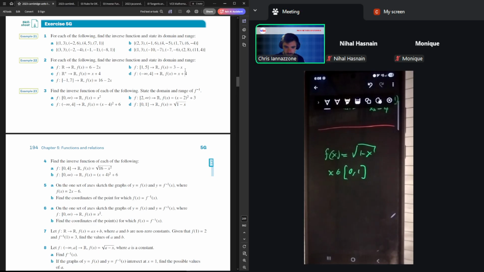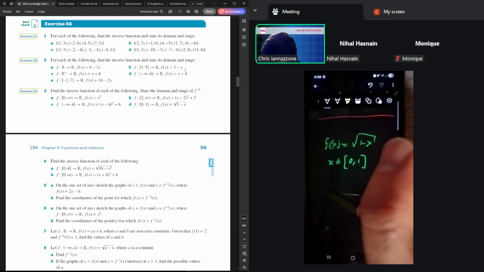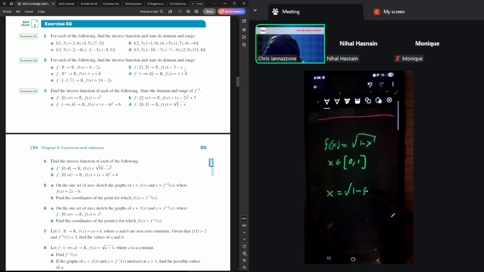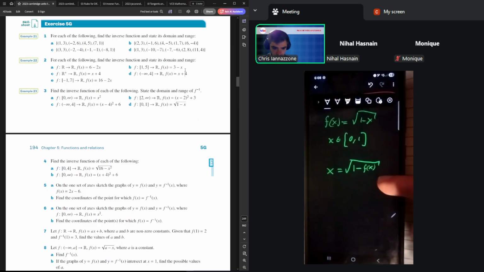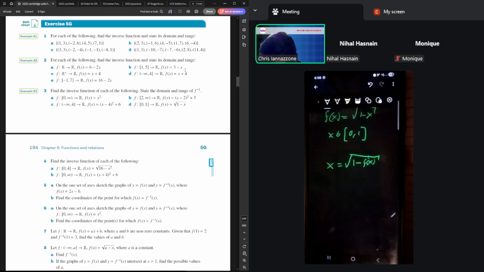How are we going to start this one out? You can flip the x and f of x positions. That's it. So x is going to replace that f of x, and f of x is going to replace this x. Nice. What are we going to do from here? We can make it so that f of x is the subject. Yep, making this the subject now.